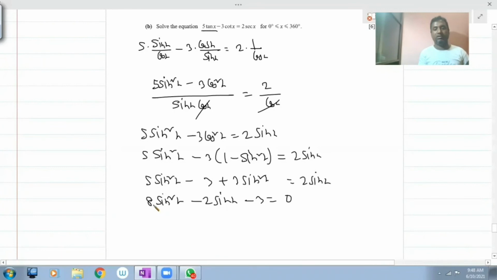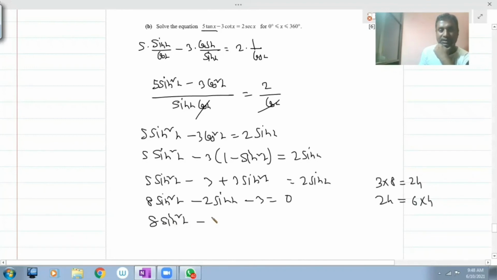do factorization. 3 times 8 is 24, and 4 times 6 is 24. If it is broken down, 4 and 6, and 6 subtracted by 4 is becoming 2. So let me write here 8 sin square x minus 6 sin x plus 4 sin x minus 3 equals 0.